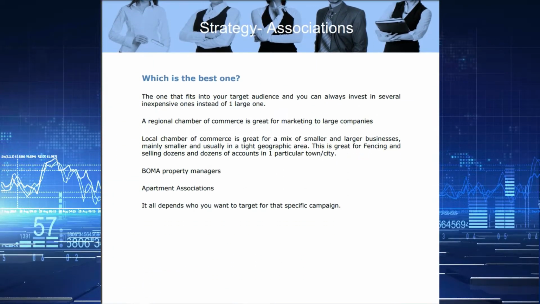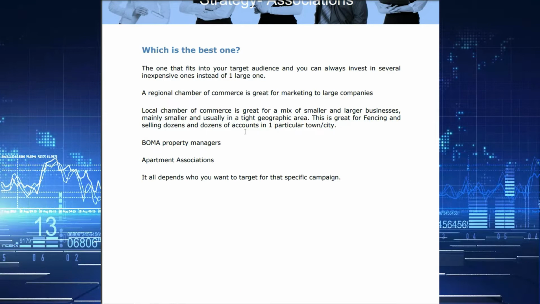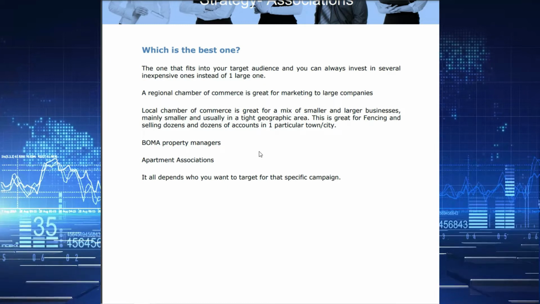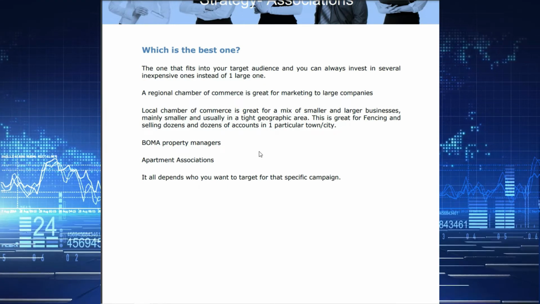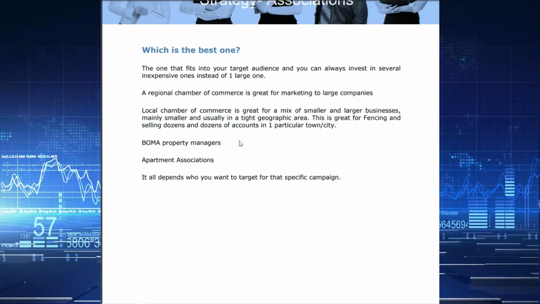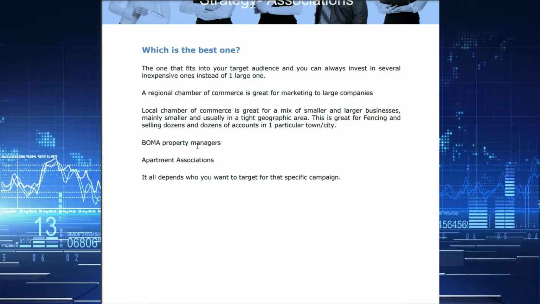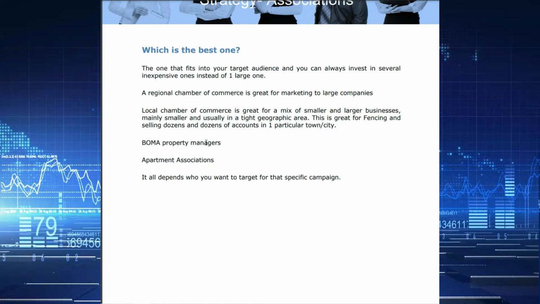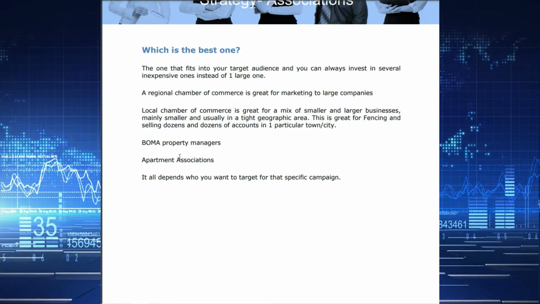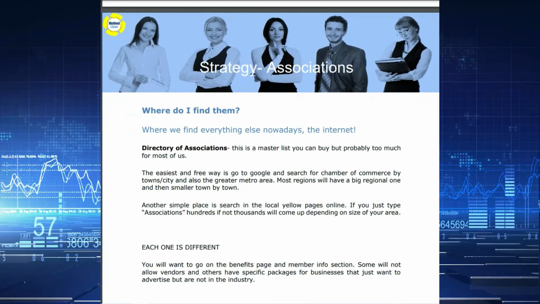So which is the best one? This is going to depend on what service you provide and how big your market is. If you want to start off, let's say you live in a suburban town and it's 50,000 people. That would be a great place to start because you're local, you drive around all the time. But this is going to depend on what kind of clients you want to go after. BOMA's good for the bigger ones, a lot of large companies and property managers. If you're in carpet or specialty work, apartment associations would be a good one, or maybe even a restaurant. It depends. That's something you'll have to decide.